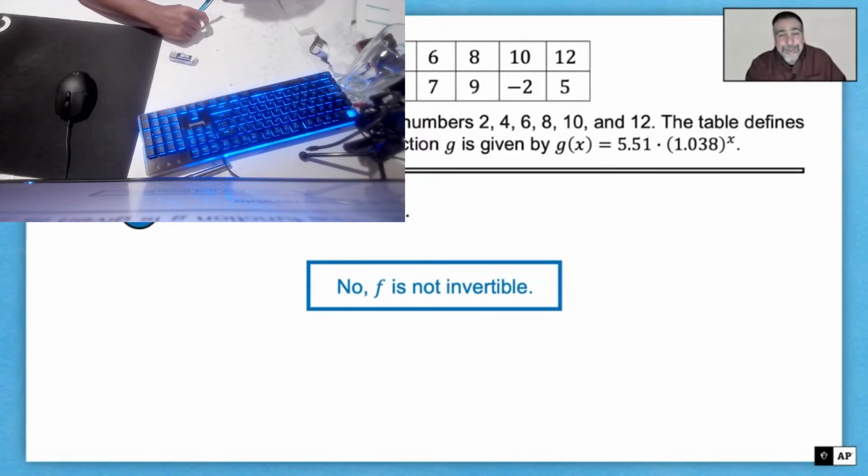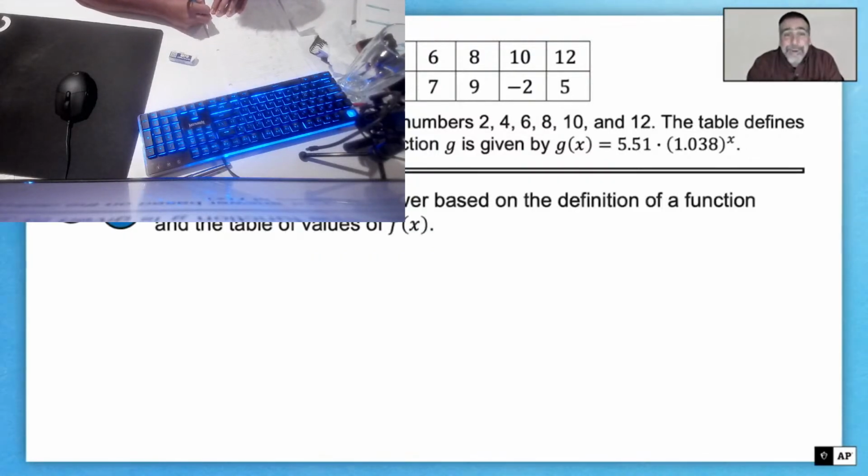But never fear, there is going to be a follow up to a question like this pretty much every single time. And here's that next part. Give a reason for your answer based on the definition of a function and the table of values for f of x. Becky, I know you did a lot of work with us about invertible functions earlier. I'm going to turn this one over to you.